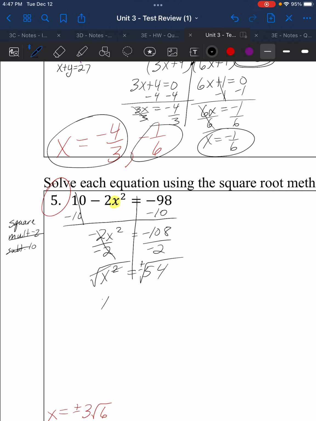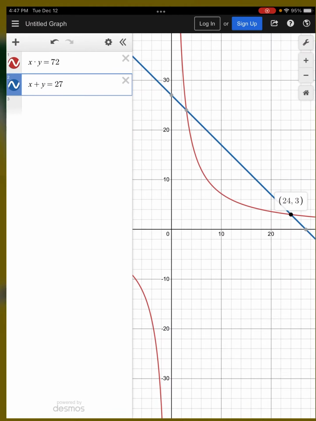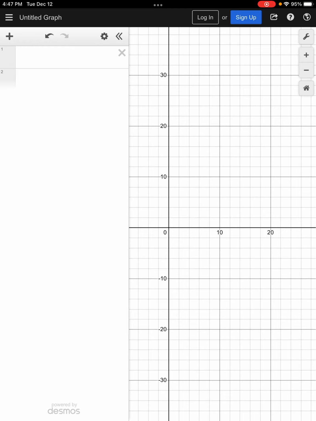And then we square root. And with the square root comes both solutions, because that gets rid of our square. And we need to simplify the square root of 54. Square root of 54. What's the biggest perfect square that comes out of that?